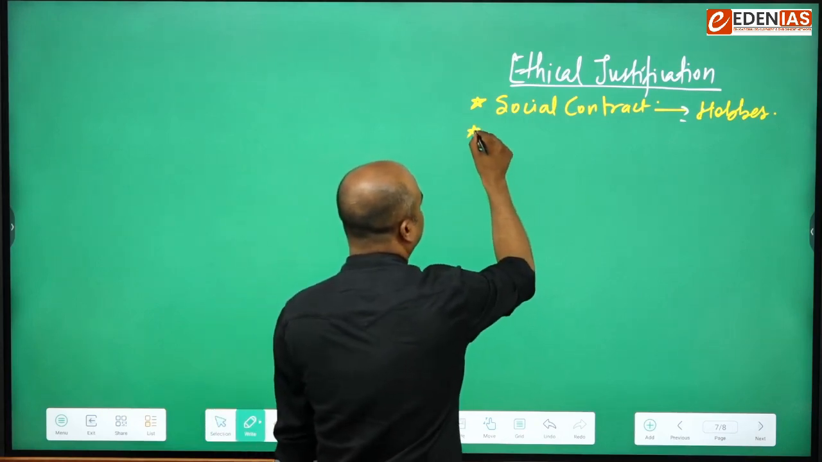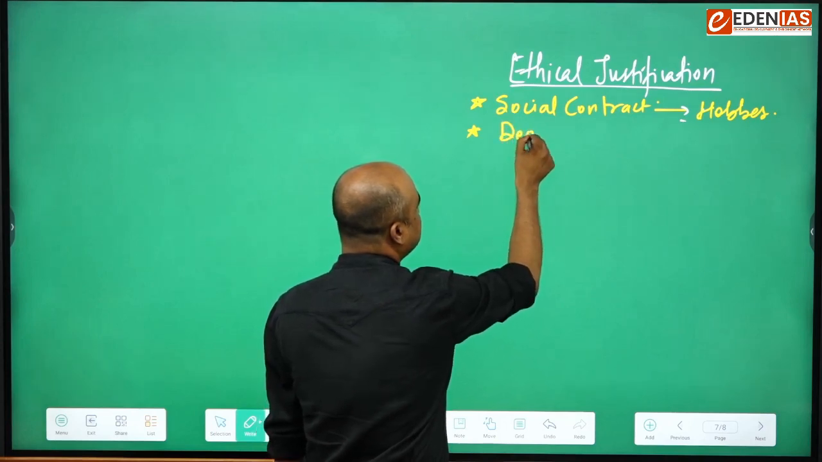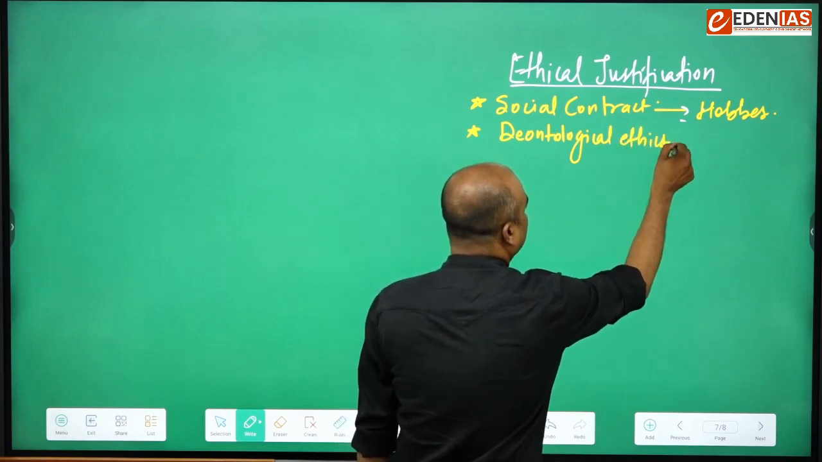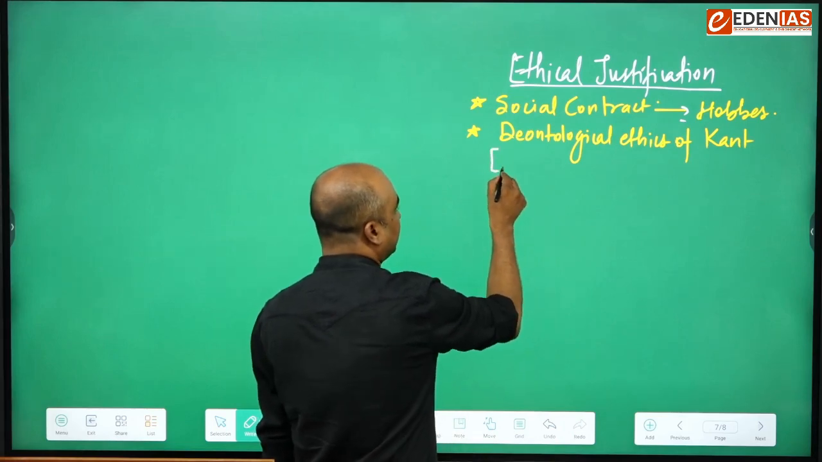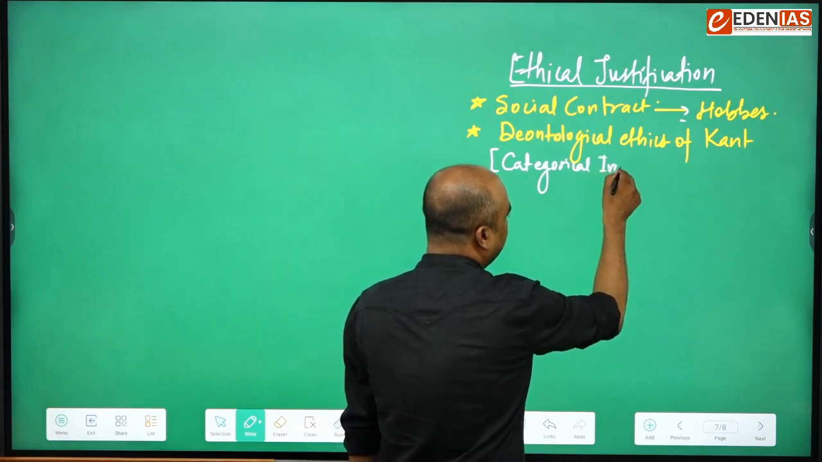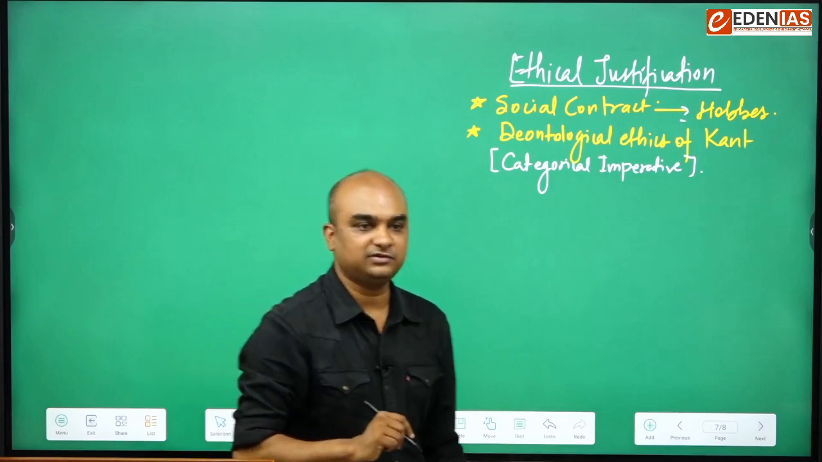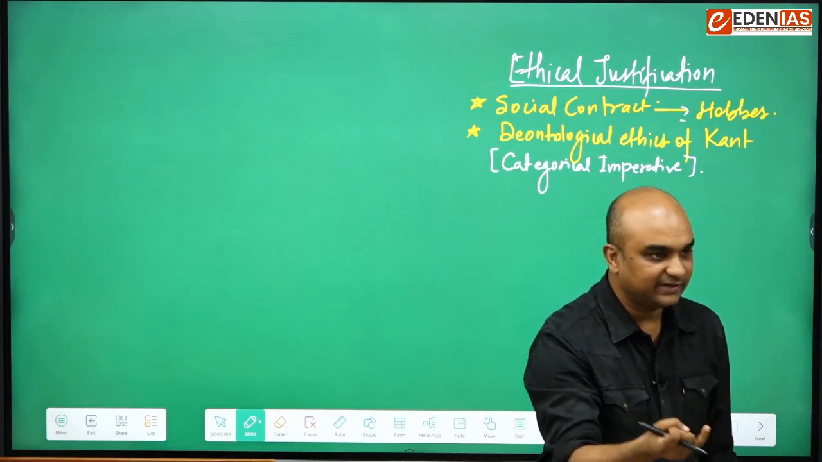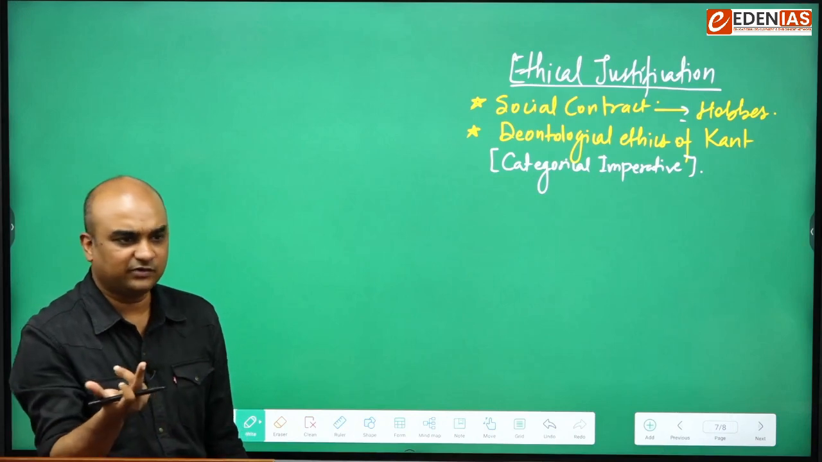Second is, think of, say, the deontological ethics of Kant. You can use that, and you can highlight the principle of categorical imperative. The first formulation or the second formulation? Formula of universality or the formula of humanity? Also formula of autonomy, you can use any of them.